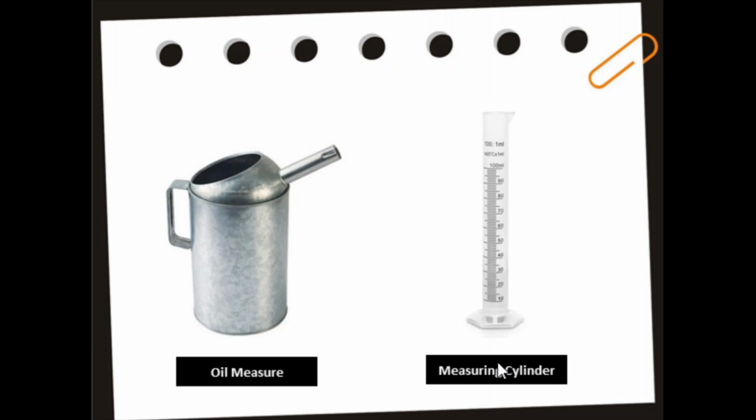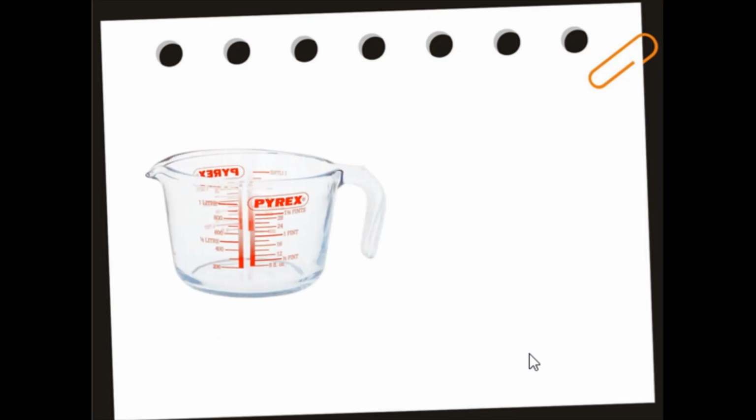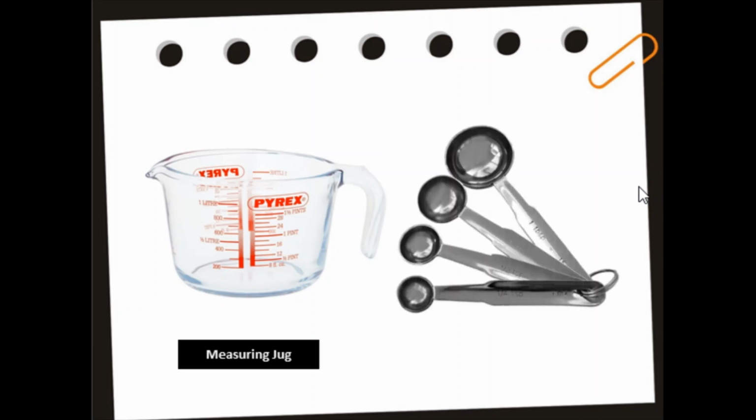Okay, moving forward, we also have another tool, and this is common when we cook something or do something in the kitchen. This is a measuring jug. Another one we also use when we do cooking. What is this? What are these?